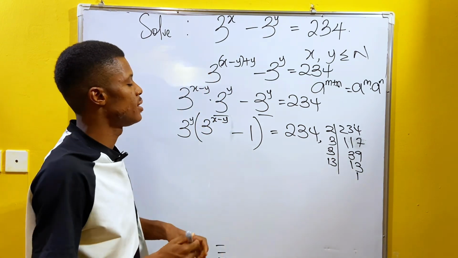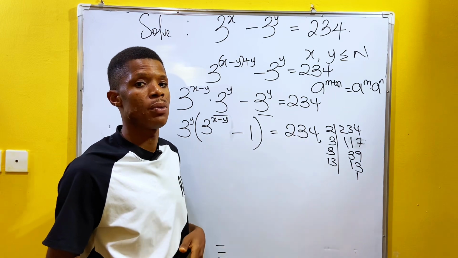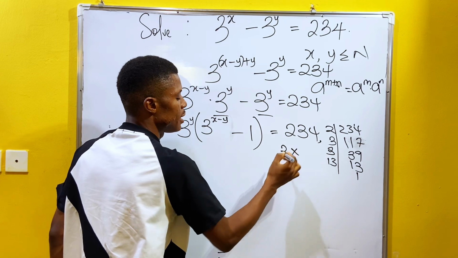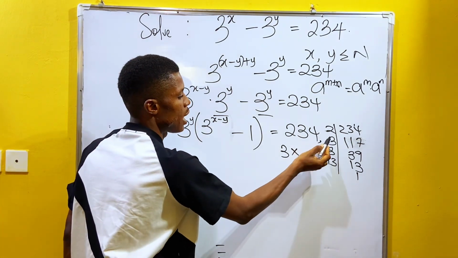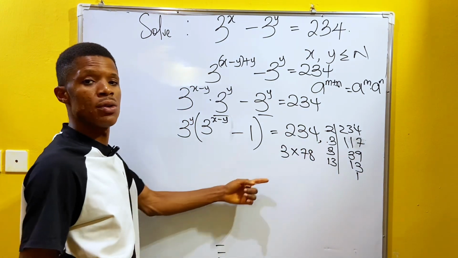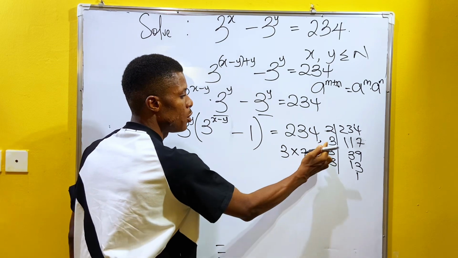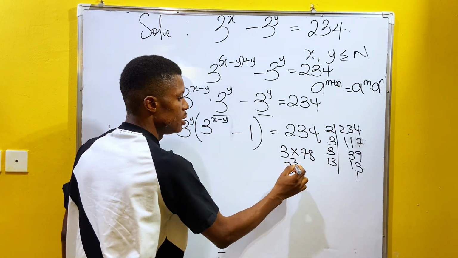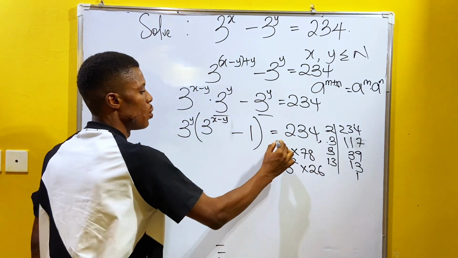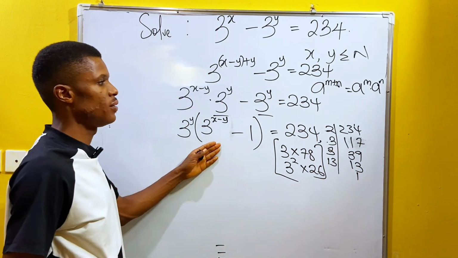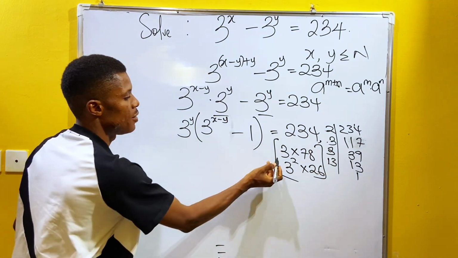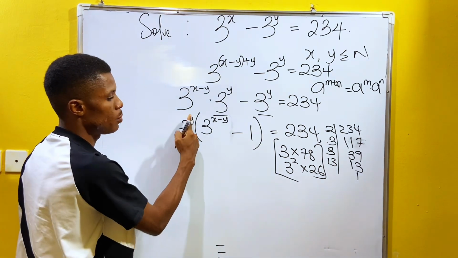But the rule here is that one of the factors must be a multiple of 3. So if you take out 3, then 3 times 2 times 3 is 6, and 6 times 13 is 78. So either we use this factor because it is a multiple of 3, or we use 3 times 3, which is 3 squared, then times 2 times 13, which is 26. So we are considering these two factors to solve this. But one of the factors must be a natural number.